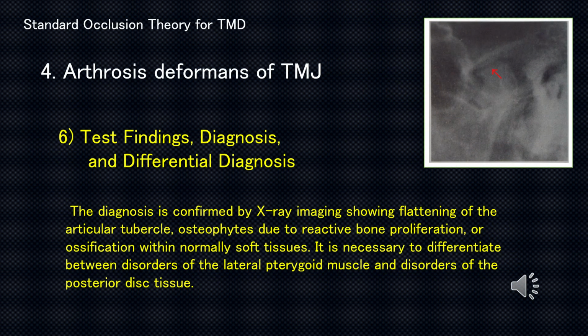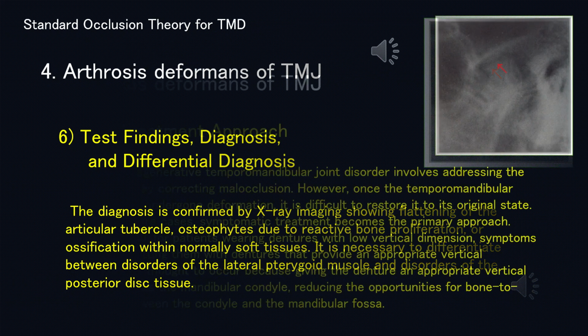6. Test findings, diagnosis, and differential diagnosis. The diagnosis is confirmed by X-ray imaging showing flattening of the articular tubercle, osteophytes due to reactive bone proliferation or ossification within normally soft tissues. It is necessary to differentiate between disorders of the lateral pterygoid muscle and disorders of the posterior disc tissue.